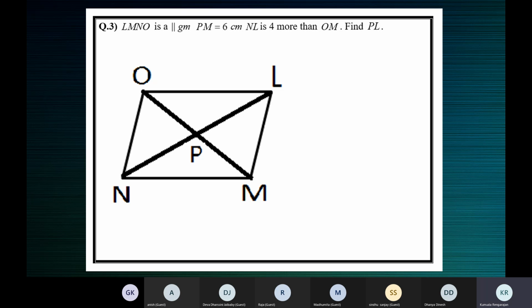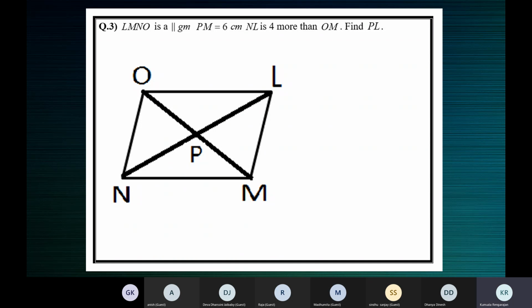Diagonals bisect each other. What do we mean by that? One diagonal cuts the other diagonal into 2 equal pieces. They bisect each other. One diagonal bisects, cuts the other diagonal into 2 equal halves. Ma'am, so NP is also 6 centimeters. No, diagonals are unequal. Using PM.